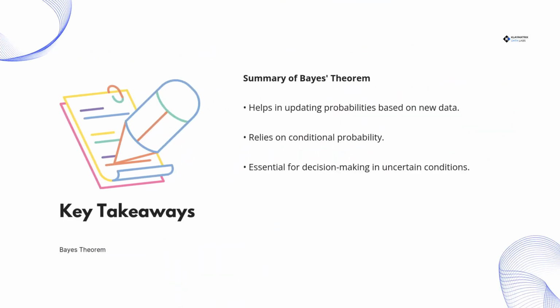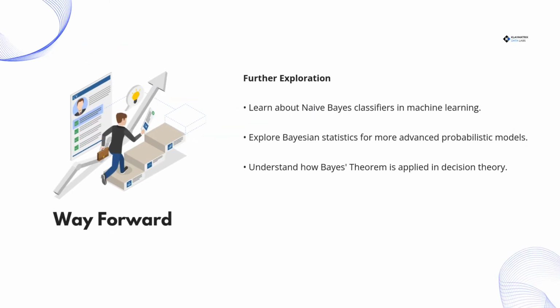To summarize, Bayes' theorem helps update probabilities when new information is available. It relies on conditional probability and is essential for making informed decisions under uncertainty. Moving forward, you can explore naive Bayes classifiers in machine learning, dive into Bayesian statistics for deeper insights, and see how it's used in decision-making frameworks. The applications are vast and incredibly useful.